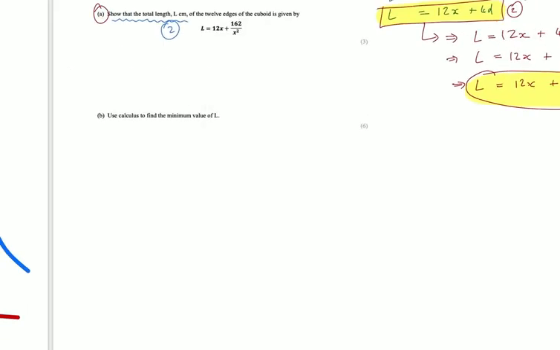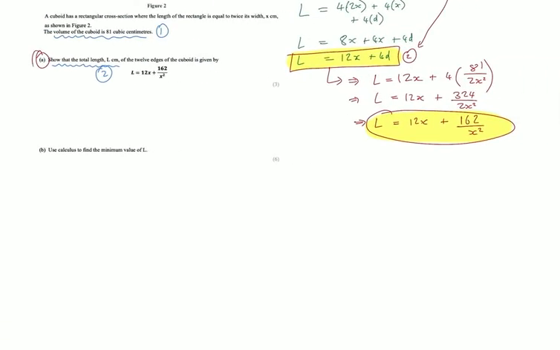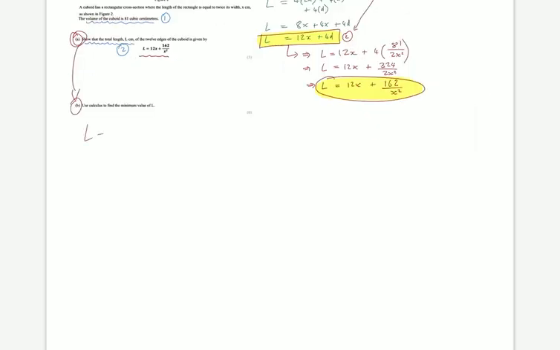Now let's move on to part B. Use calculus to find the minimum value of L. Now, if you struggle with this first part, almost always they give you the answer, so you can just skip straight to the second part if you really can't get there. Okay, we know that L equals 12x plus 162 over x squared.